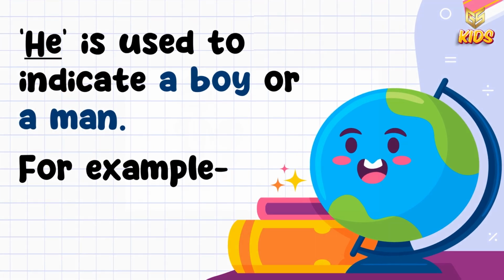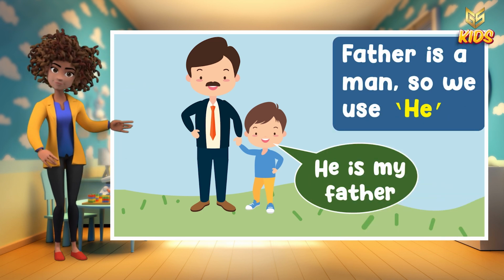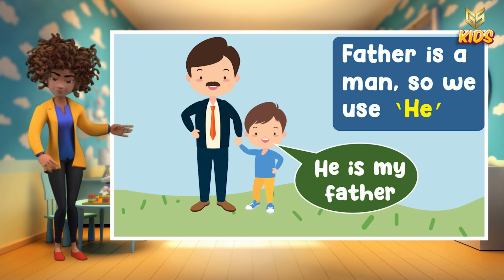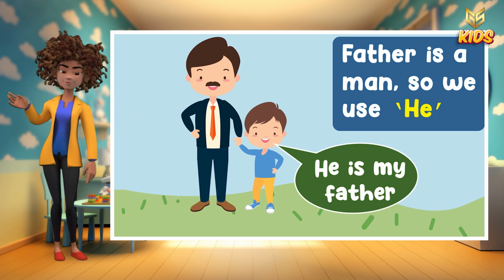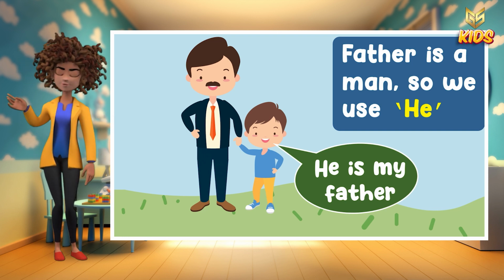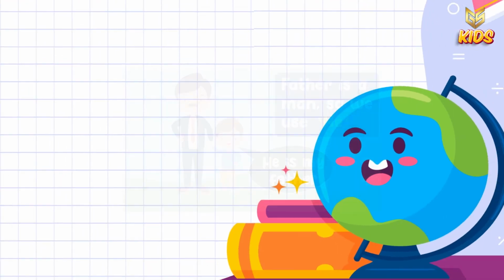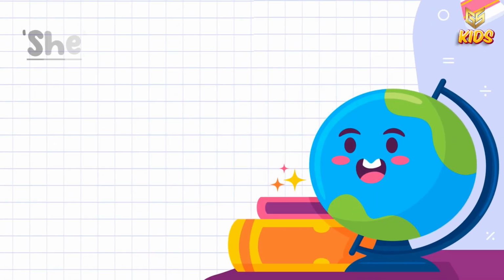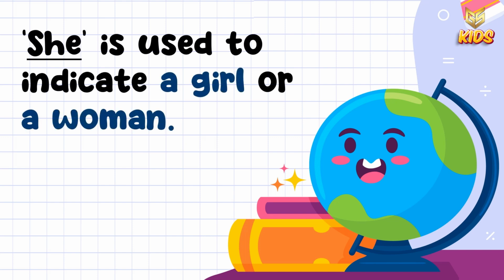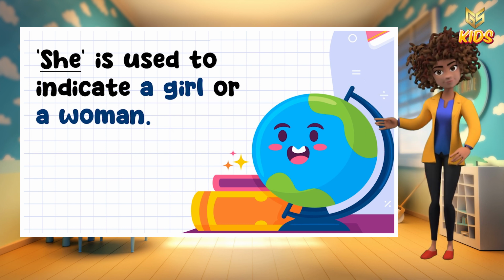So look at this example. He is my father. Now here father is a man, right? So we use he. As the father is a man or a boy, we will use the term he. Now the next is she. She is used to indicate a girl or a woman.